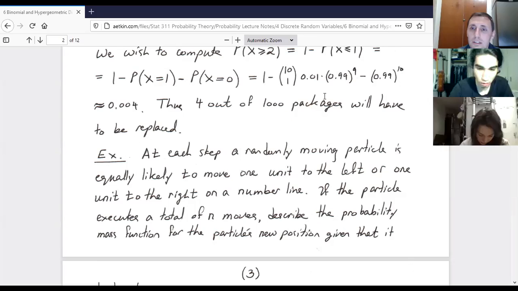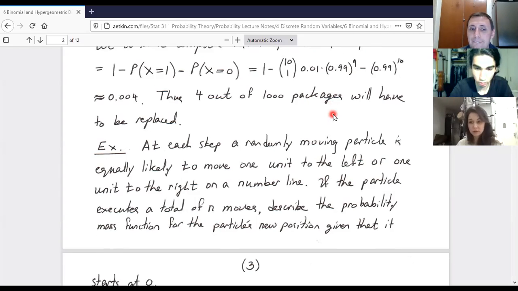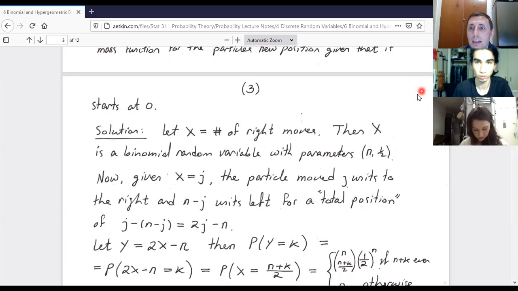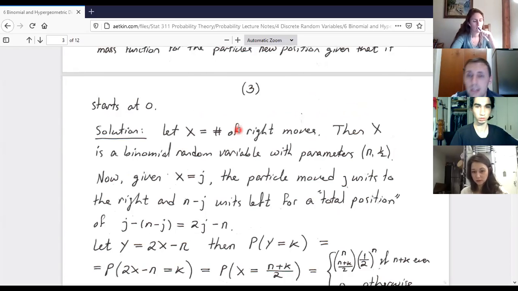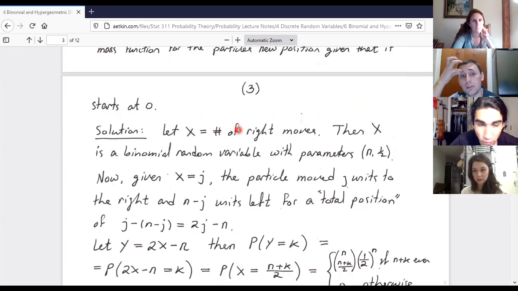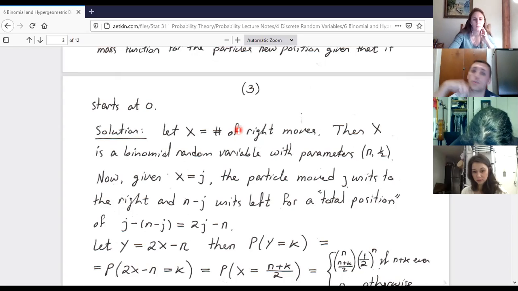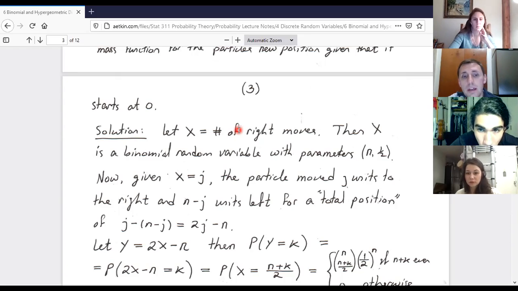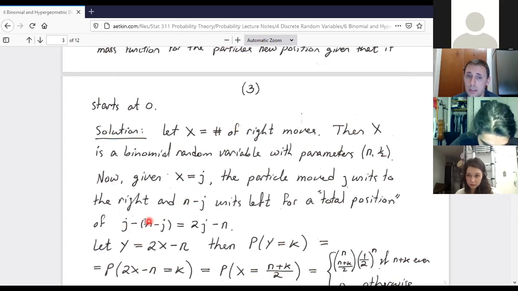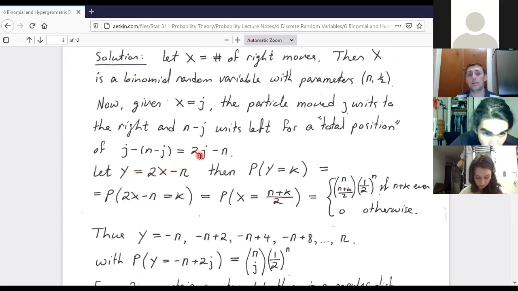All right. Shall we? Yeah, so let's do it. Okay, so very simply, think about what happens here. Moving to the left is negative, right? It's negative motion. Moving to the right is positive motion. So let's consider x to equal the number of motions to the right. Okay, x equal to j is the number of motions to the right. So then n minus j is the number of motions to the left. So it will be j minus (n minus j). That will be the position, yes? j minus (n minus j) ends up being 2j minus n. So y equal to 2x minus n, where x is the binomial distribution, gives me the position of the particle after n steps.